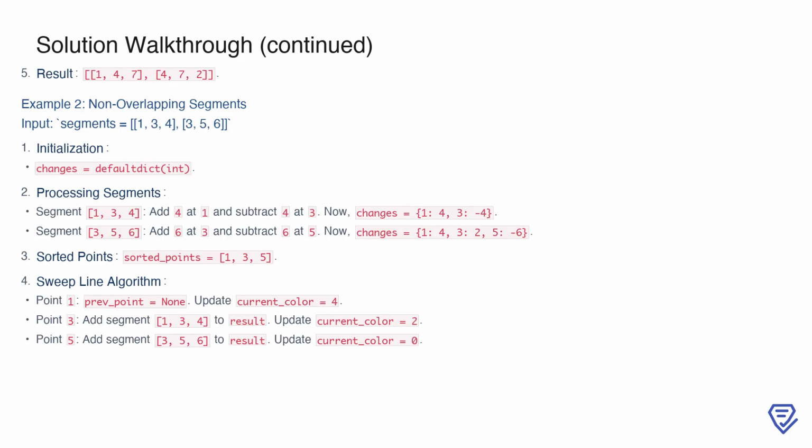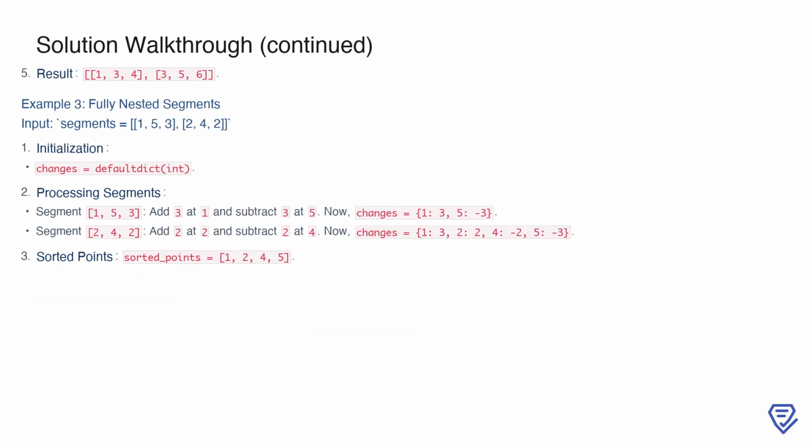Sorting the keys gives us sorted_points equals [1, 3, 5]. Using the sweepline algorithm, we process these points. At point 1, we update current_color to 4, as there's no previous segment to add. At point 3, we add the segment [1, 3, 4] to the result and update current_color to 2. Finally, at point 5, we add the segment [3, 5, 6] to the result and reset the current_color to 0. The result for this example is [[1, 3, 4], [3, 5, 6]], which represents two non-overlapping segments.